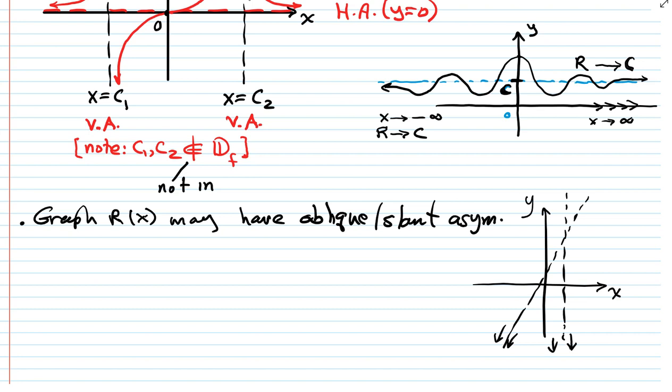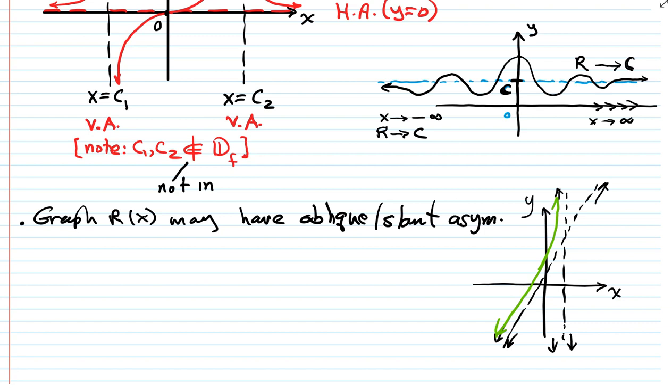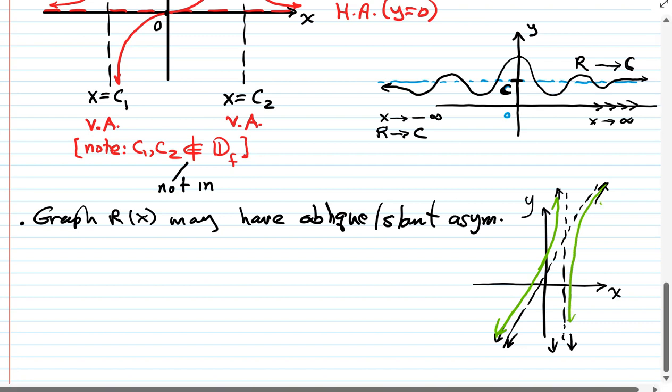Now the graph has to approach them by definition in one of these two fashions. You see that? So a number of things could happen here. Let's say, for instance, the graph could come like this and approach the slant asymptote in this fashion. And then in here, let's say the other part of this, it could do something like this right there. Okay, you could do that.